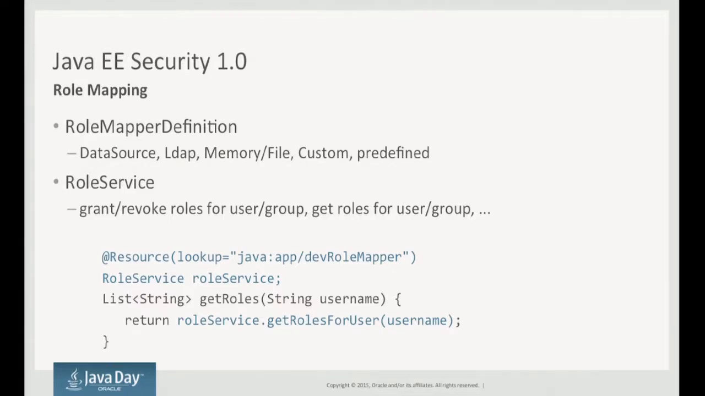So similar to our user service definition, we have here a role mapper definition where the repository can again be a data source or LDAP or memory file custom. And our role service allows us to grant and revoke roles or to get roles for a user and group. So we're proceeding similarly here. We're injecting the reference to the role service that corresponds to this repository. And then we can query this role service to get the roles for a particular user.